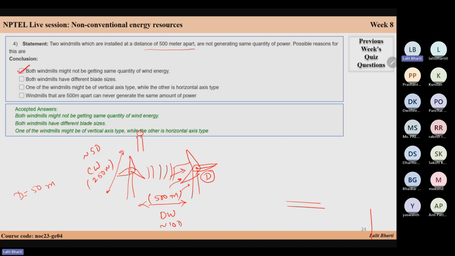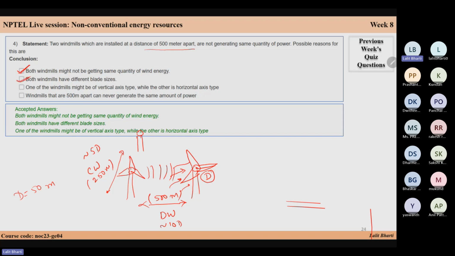Both windmills having different blade sizes. That is also an option, because if you are not keeping 500 meters, or you are not generating the same quality, that can be one of the reasons.